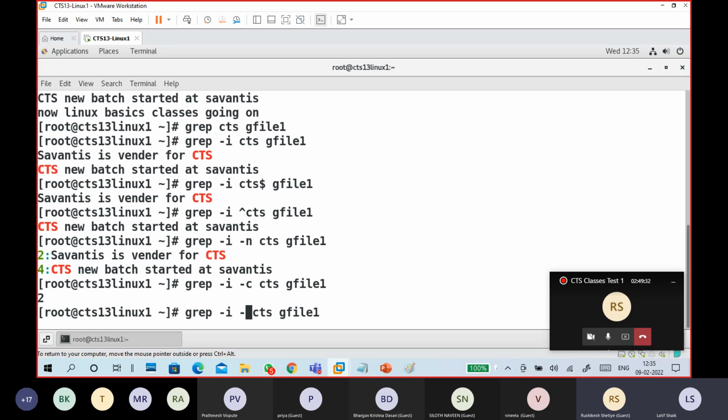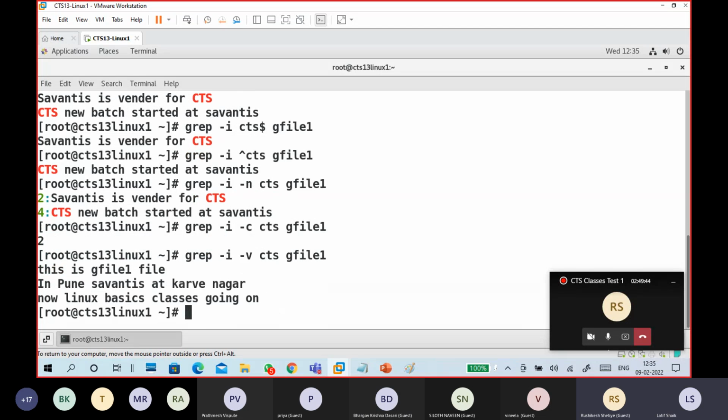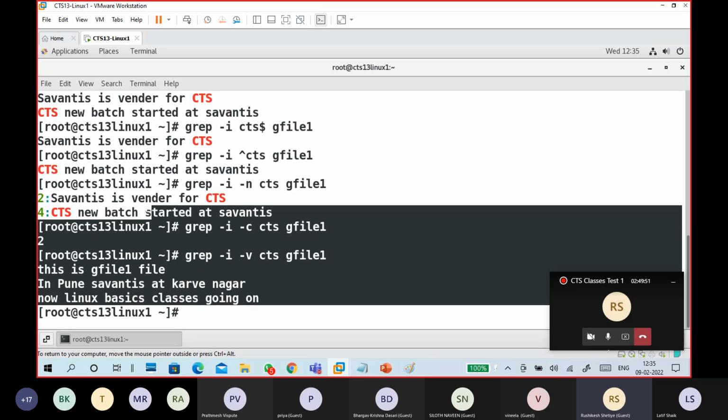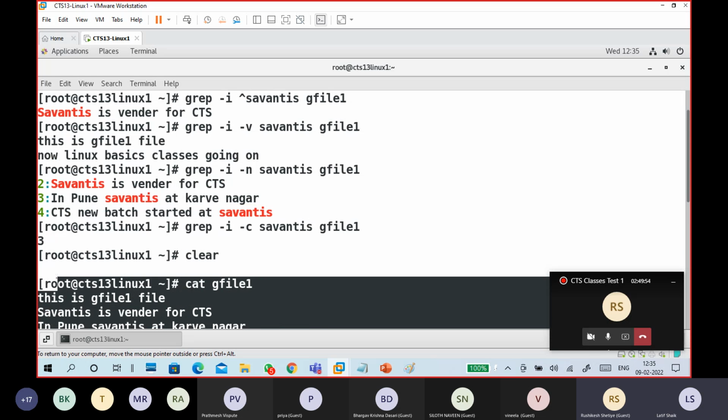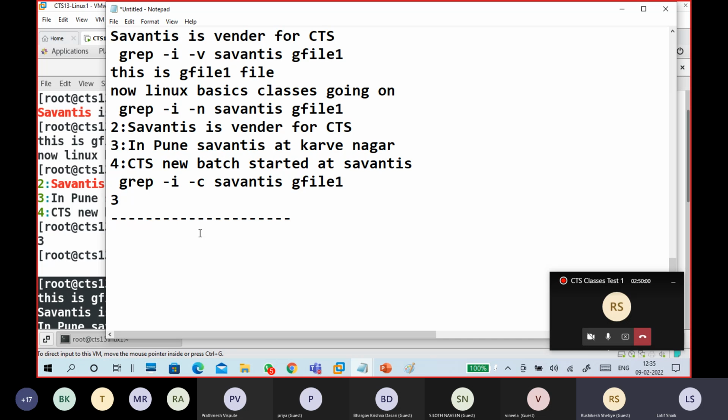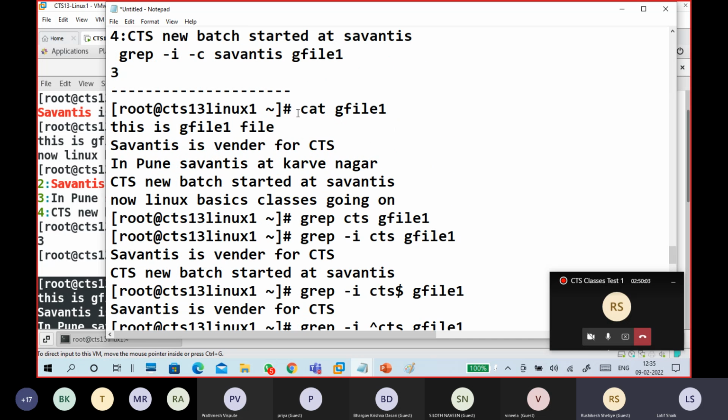I want to see the lines which do not have CTS inside. Hyphen V. So these are the 3 lines it is displaying, which do not contain it. Like that, guys, you can create this same file or a different file, it's your wish. Only thing is, make sure there must be some pattern. And you can practice.